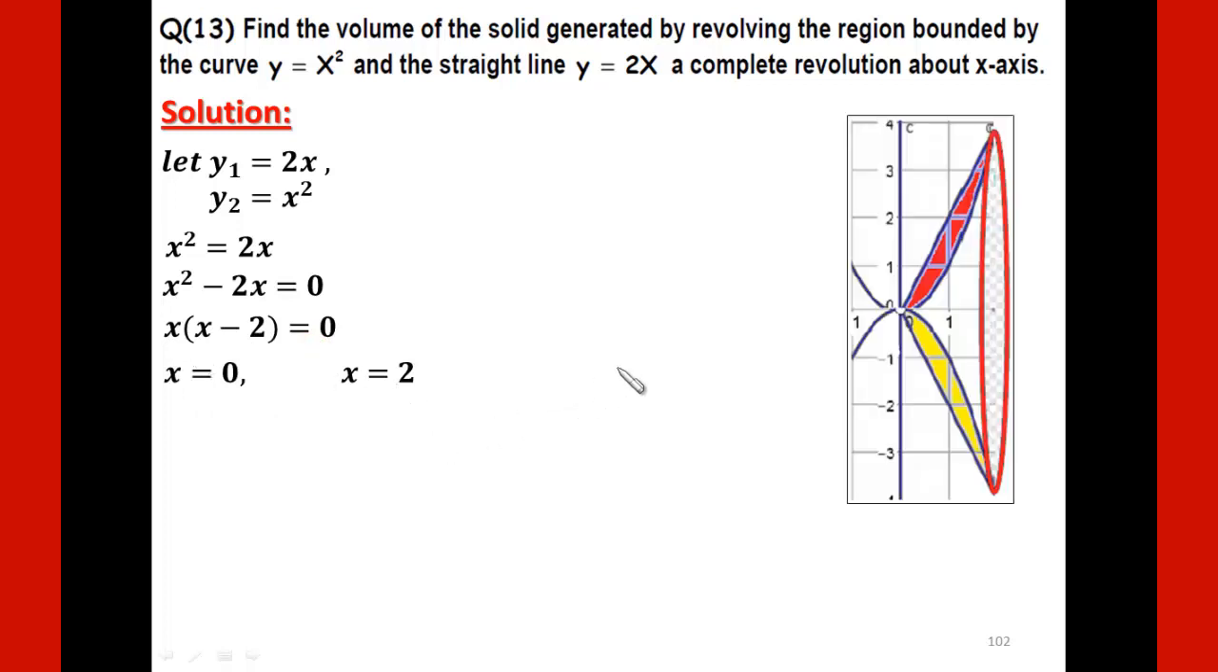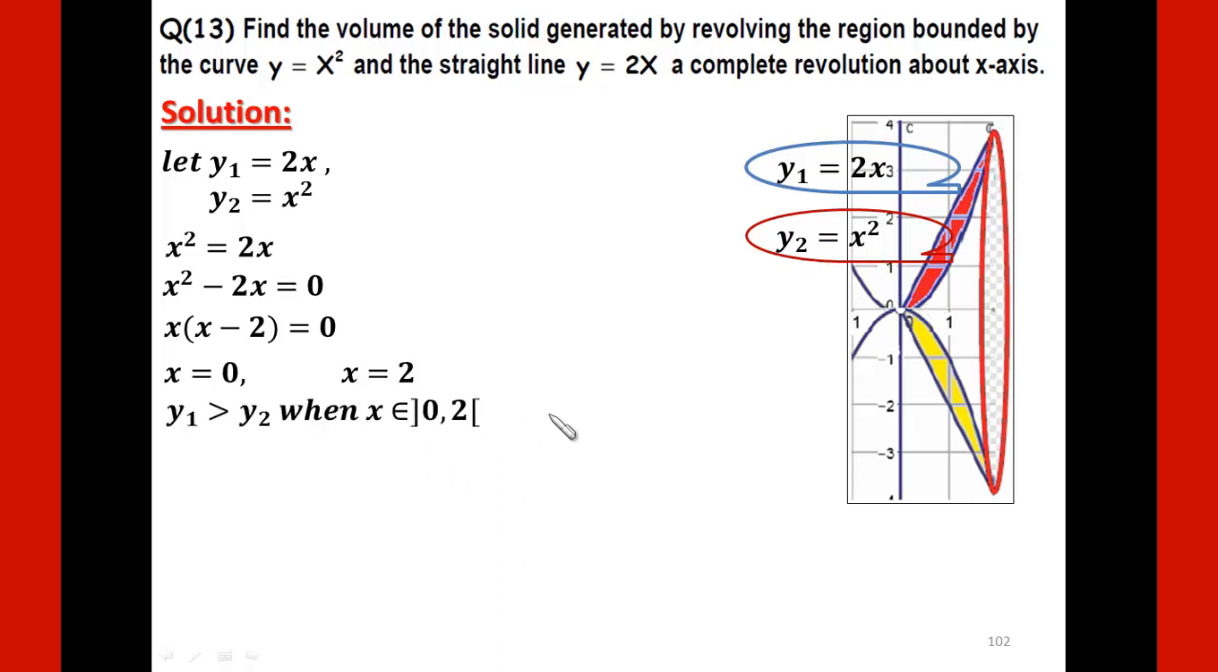And we draw a simple figure to represent the two curves. We have this curve, it is a straight line, y1 equals 2x. And the second curve is a quadratic curve, y2 equals x square. In this interval 0 to 2, y1 is drawn above y2.